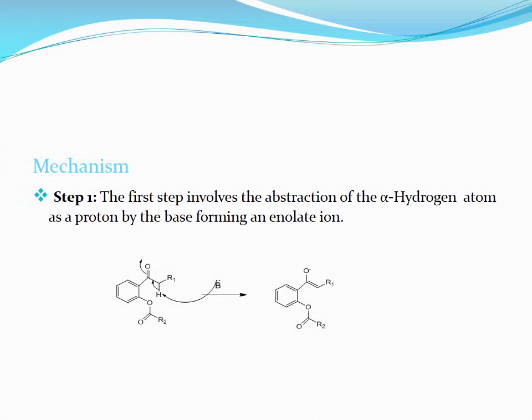So, moving on to the mechanism, the first step involves the abstraction of the alpha hydrogen. It means the alpha hydrogen of the 2-acetoxyacetophenone is abstracted by the base. You can see here the base abstracts the proton, and so it forms an enolate ion.